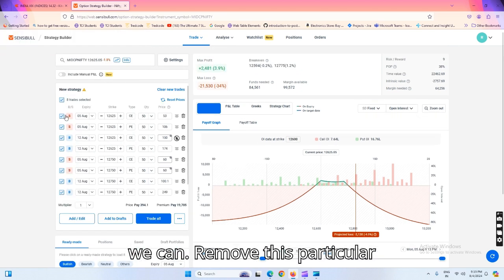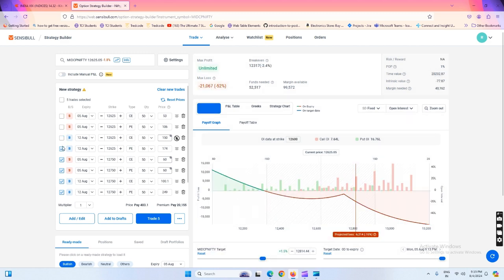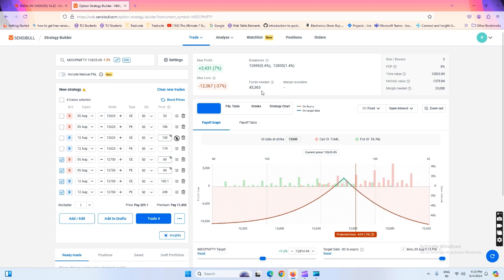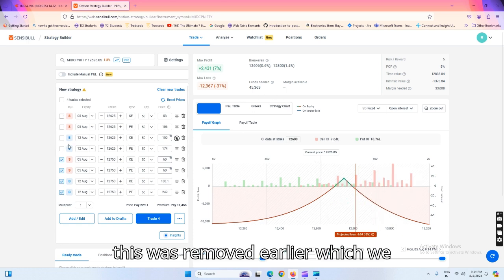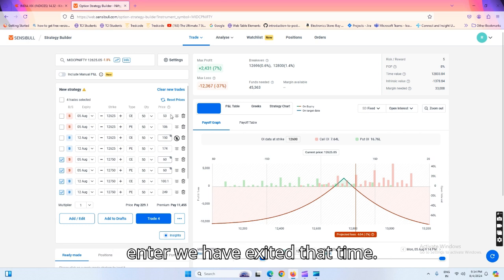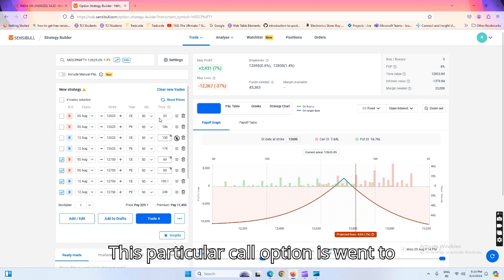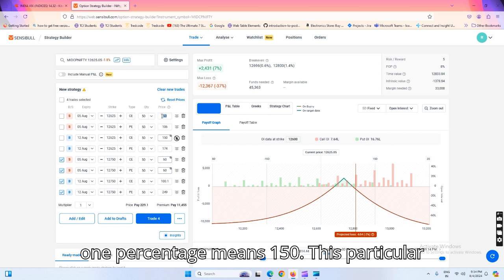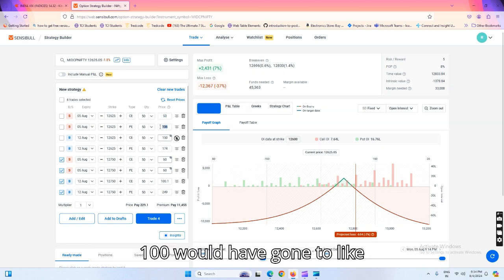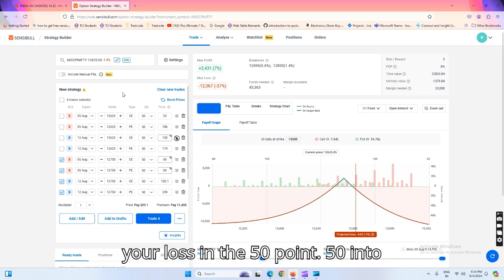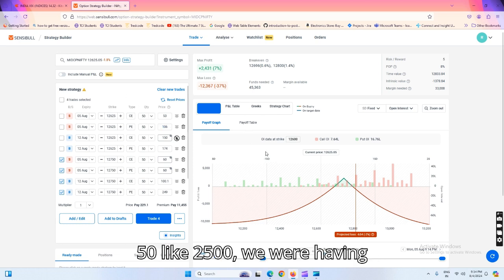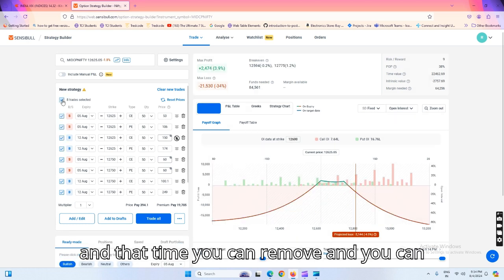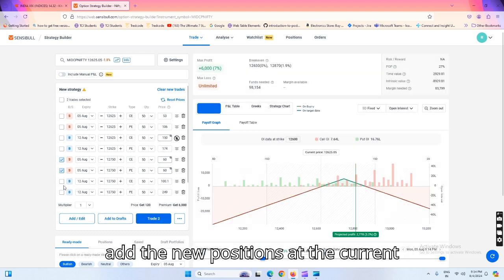What we can do, the one-way adjustment, is remove these particular positions. Now, the one we removed earlier, which we entered, we have exited. That time this particular call option went to around, if 1% means 150, this particular 100 would have gone to, and you lost 50 points. 50 into 50, like 2500. We were having 4000 to 600. At that time you can remove it and add the new positions at the current market price.